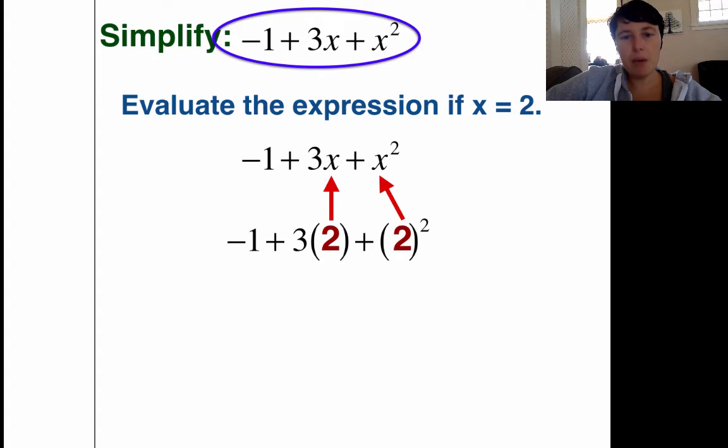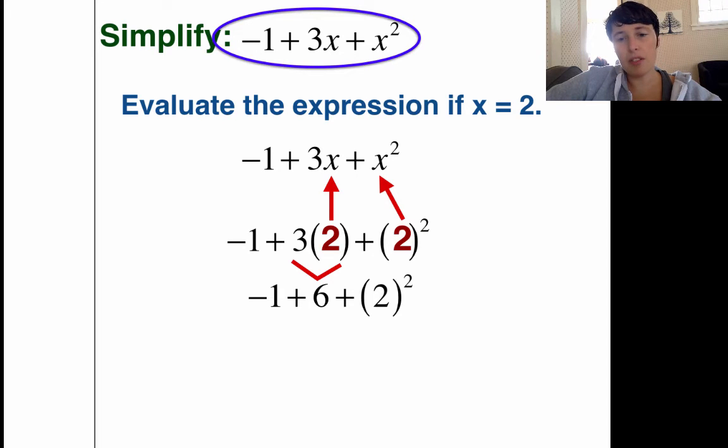And now we evaluate. Now we do our math. We do 3 times 2. We do 2 squared. We do that math. 3 times 2 is 6. So we have negative 1 plus 6 plus 2 squared. We do 2 squared. 2 squared means 2 times 2. Well, that's 4. So we have negative 1 plus 6 plus 4.